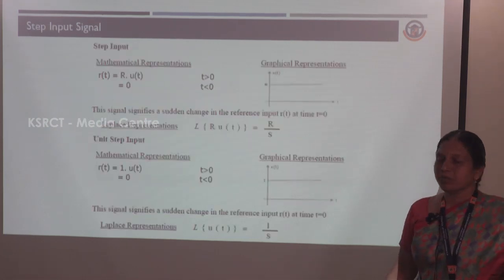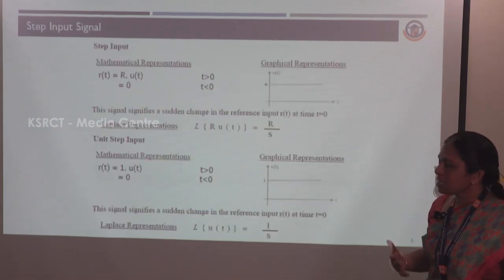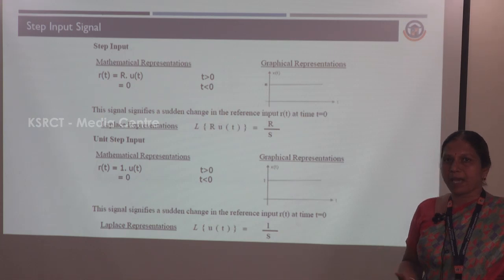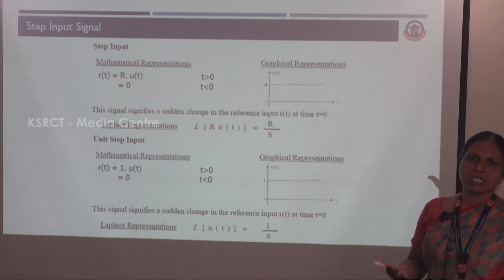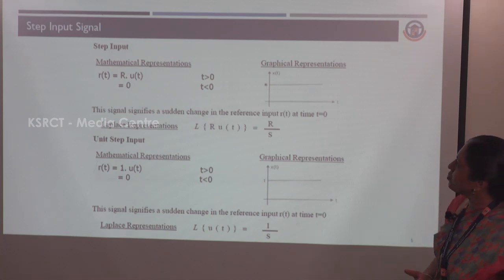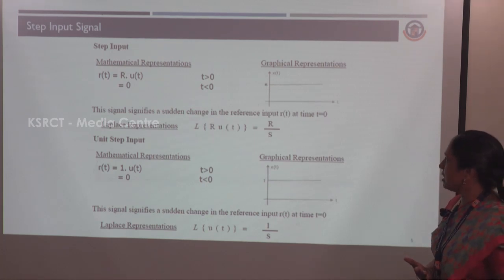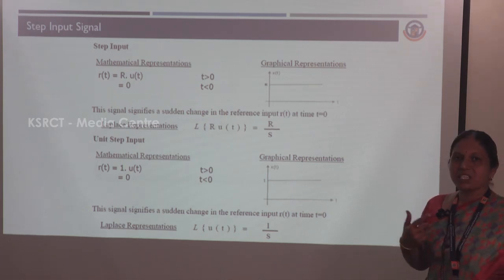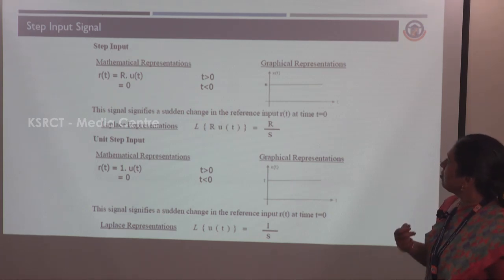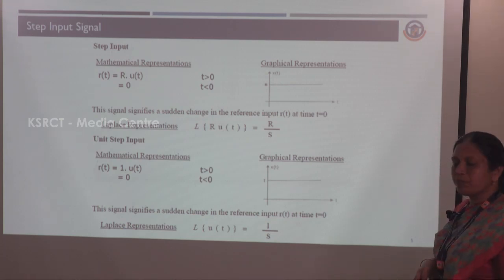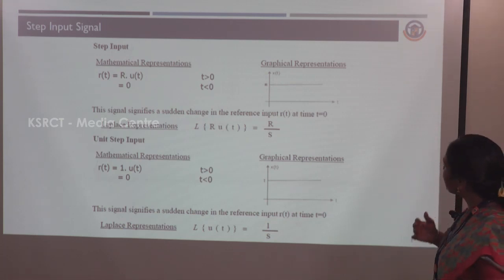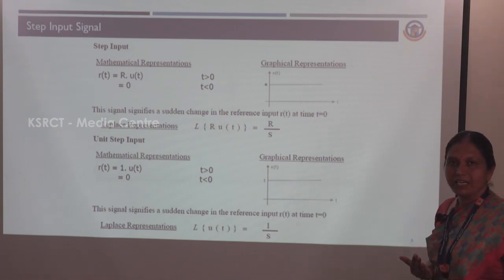Next we will see what is step input signal, what is parabolic, what is impulse and what is ramp signal. First we will see the step input signal. So, step input signal is a sudden change in the input. So, this is the graphical representation of the step input signal. It suddenly changes the input to R value here.